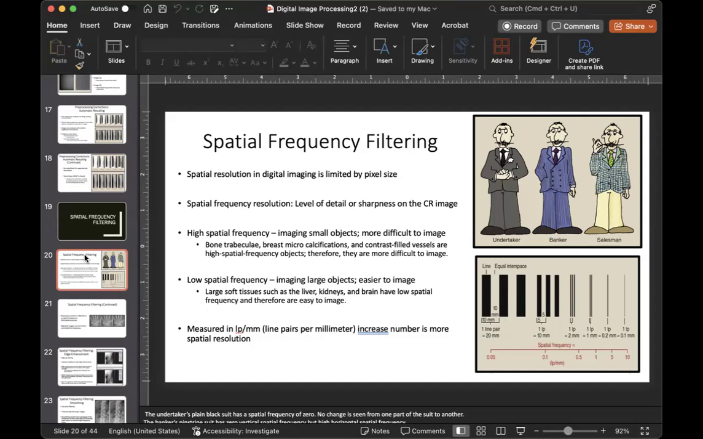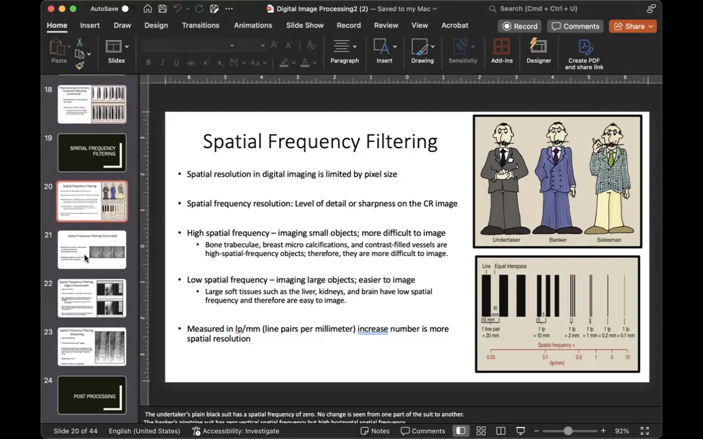So think about those microcalcifications, those really small fracture lines in some of the bony areas that we see. And so difficult to image. Now with low spatial frequency, these are imaging large objects. They're easier to image. And so think about larger portions. We're thinking about liver, kidneys, brain, those sort of things that are really large and can be imaged properly.